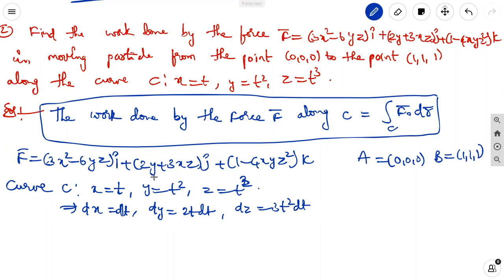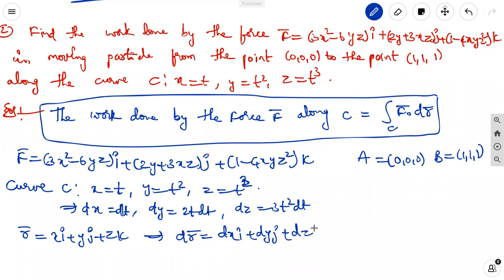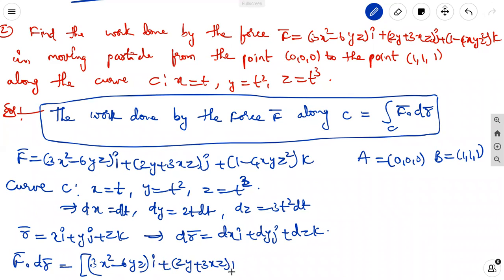These are the values. We know that the position vector r vector equals xi plus yj plus zk. Taking the derivative on both sides, dr vector equals dxi plus dyj plus dzk. The dot product of the two vectors, f vector dot dr vector, is equal to (3x square minus 6yz) i plus (2y plus 3xz) j plus (1 minus 4xyz square) k dot (dxi plus dyj plus dzk).